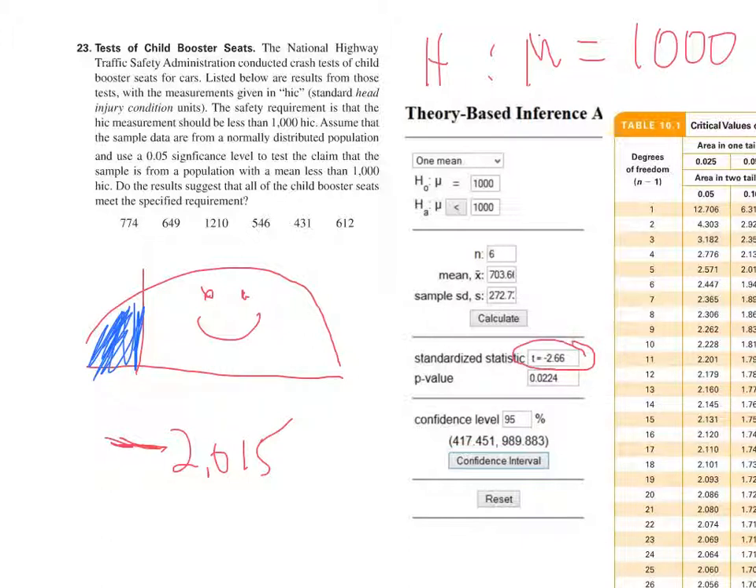Since negative 2.66 is less than negative 2.015, it falls in the rejection region. We have to reject H0, which is the same decision we made with our p-value, right? Should be the same. So again, same decision, just looking at it from a different viewpoint. Okay, hope this helps you decide when to reject or not reject H0.